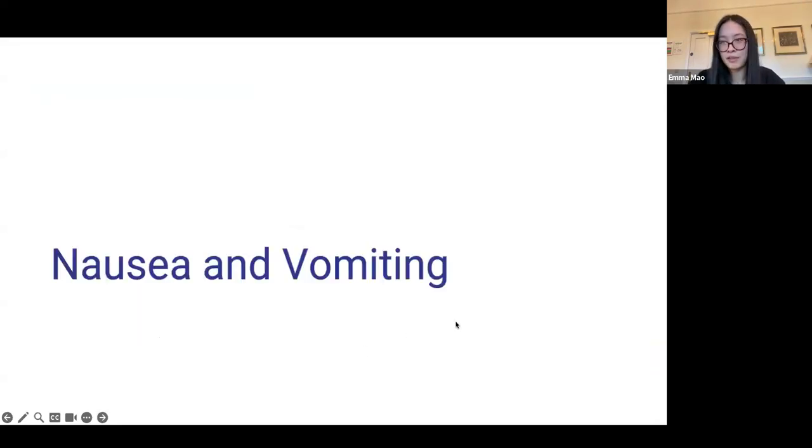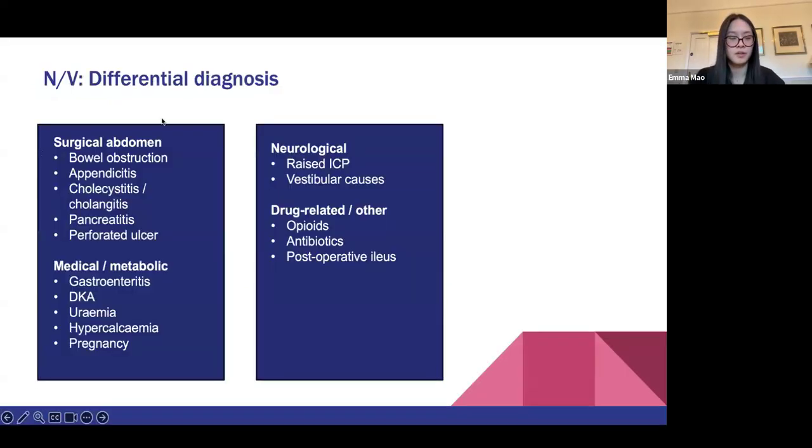Okay, nausea and vomiting, very, very broad. So I've split it here into the differential diagnosis it could be. When you see nausea and vomiting, have a think about these when you're outside the OSCE station, for example. It could be bowel obstruction, appendicitis, something related to the gallbladder, pancreatitis, perforated ulcer. And then some medical/metabolic reasons could be gastroenteritis, DKA, uremia, hypercalcemia, pregnancy.